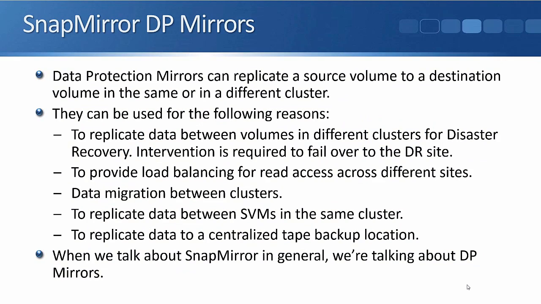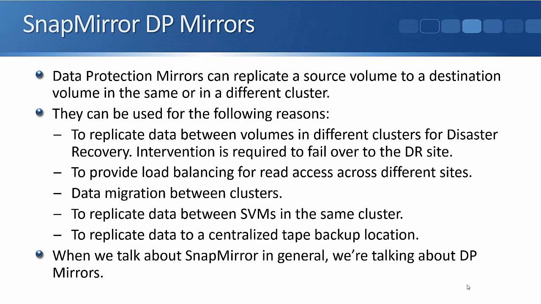In this lesson, we're going to cover SnapMirror Data Protection Mirrors. I gave you an overview of what they are in an earlier lesson in this section, and this slide is taken from there. So I'll put it back in here again to summarize our DP mirrors before we talk about them in more detail. Our data protection mirrors can replicate a source volume to a destination volume in the same or in a different cluster. Typically, we'll be replicating to a different cluster.